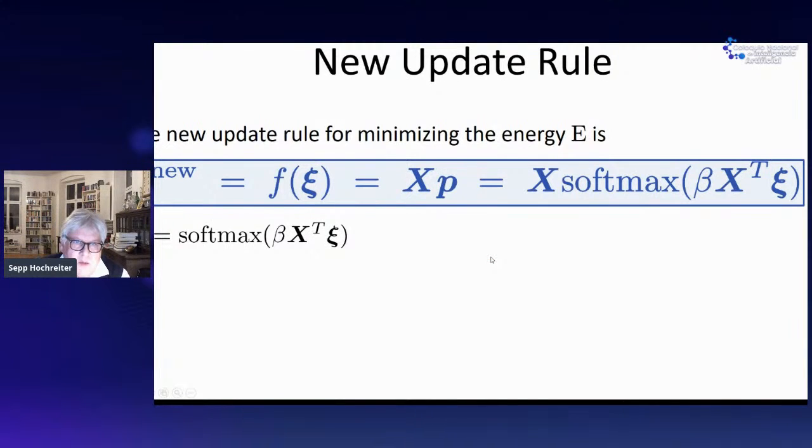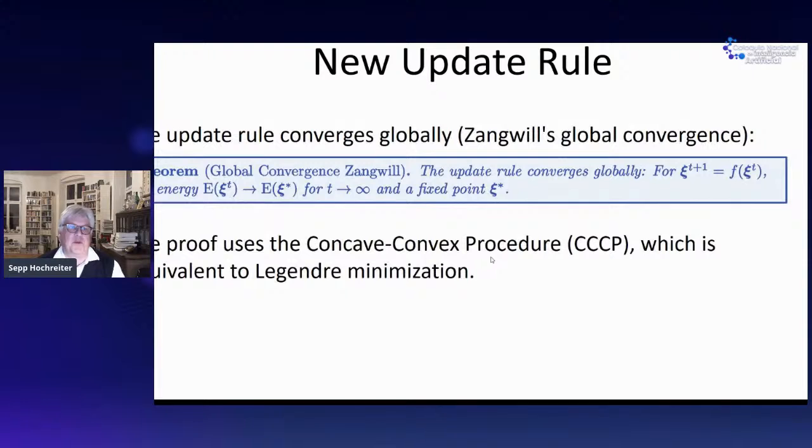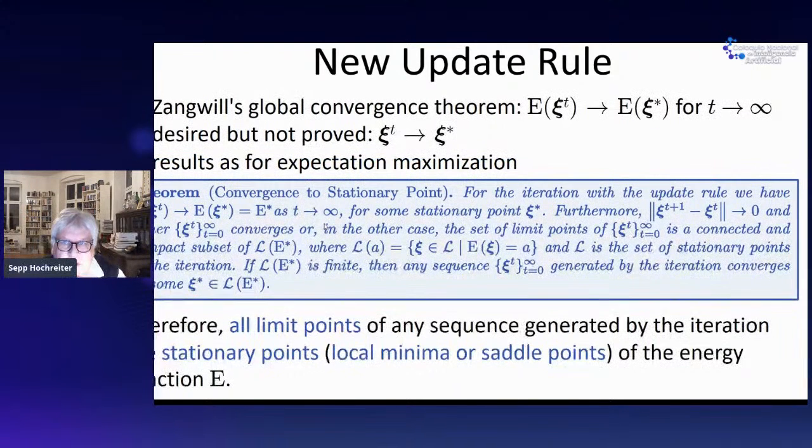And now I will show you some properties of the new update rule. First of all, we can prove that it's converging. Converging in this sense means Zangwill's convergence theorem: the energy converges to some energy minimum. But I go to the next slide. Convergence can be even enforced. The first theorem only told us that the energy is converging, that with more and more updates, the energy goes to a minimum.